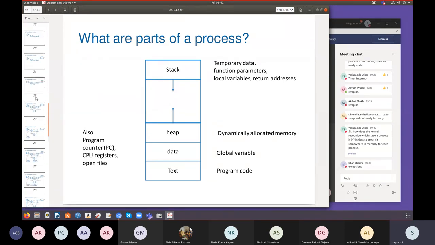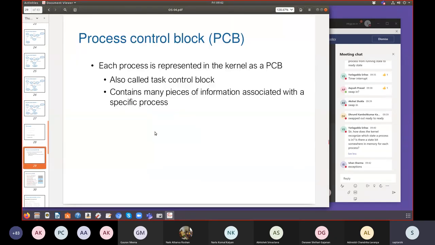But apart from that, the kernel has its own kind of representation of the process, which is a process control block. That is much smaller than the picture that we saw earlier. You might say this is a data structure internal to the kernel, which the kernel uses for controlling various processes. So it contains many pieces of information associated with a specific process. But this information in the PCB does not include the code or the variables, etc.